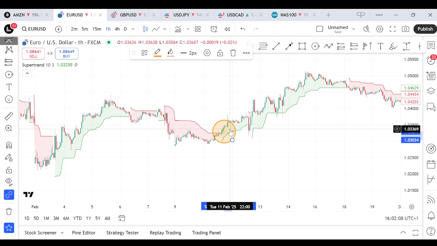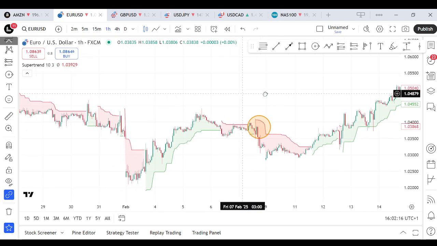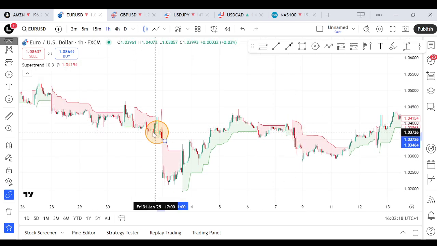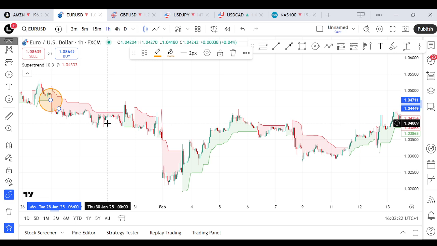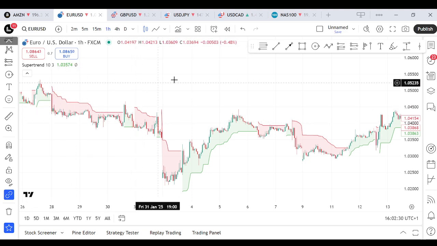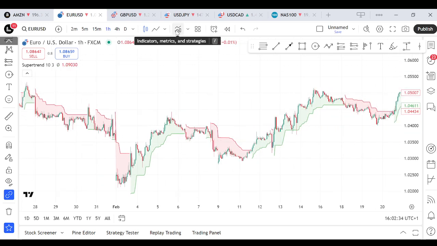Conversely, when prices fall below it, the line turns red, signaling that we are in a downtrend, just like we have here, also here. By adjusting the ATR period and multiplier, you can control how closely the Supertrend follows price movements. So it's a very vital indicator which can be used in the market. Now I'm going to add the moving average.